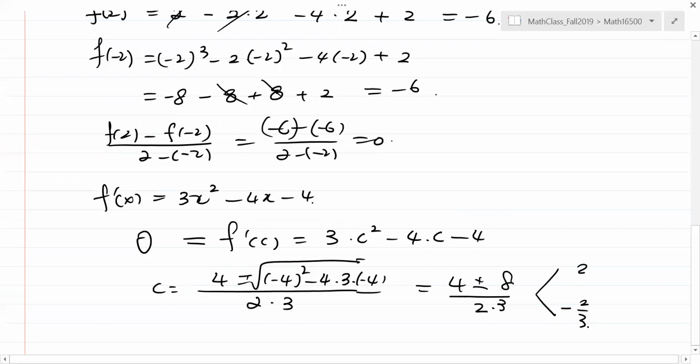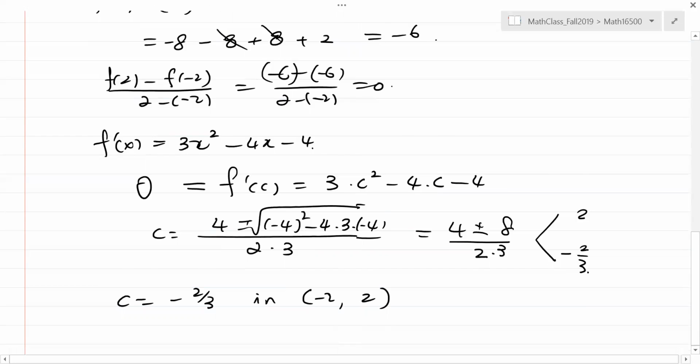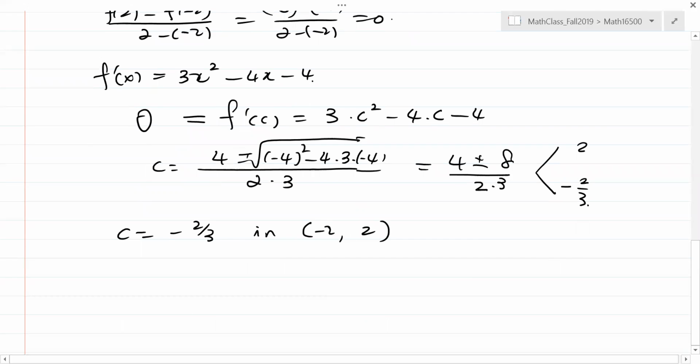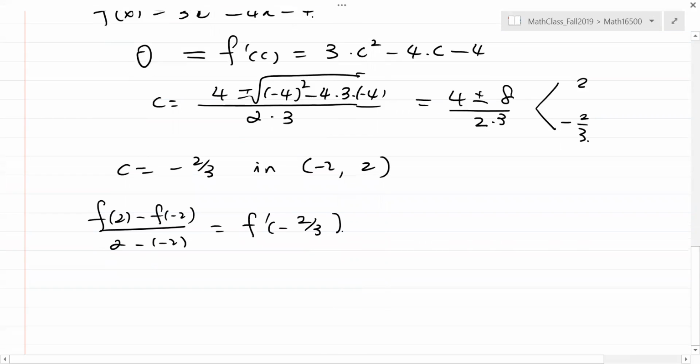We are looking for the number in the interval from negative 2 to positive 2, inside the interval. So my c is going to be negative 2 over 3. This is in the interval. The other one, 2, is outside. Okay. So we verify the theorem without proving the theorem. We verify for this particular function, the average rate of change is going to be the value of the derivative somewhere in the interval, okay? So let me state the theorem. f of 2 minus f of negative 2 over 2 minus negative 2 is going to be f prime of negative 2 over 3, okay? So we verify this statement of the mean value theorem for this particular function.